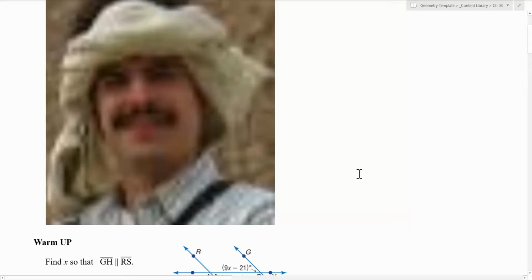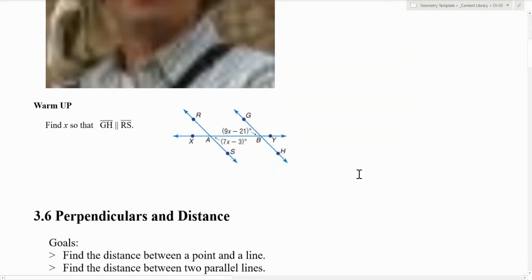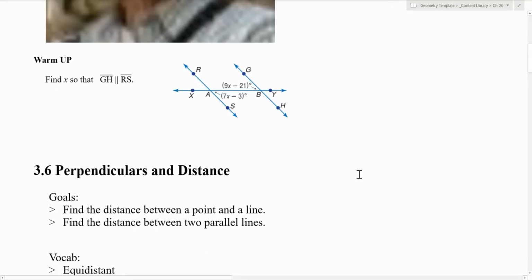All right, and we're back. We're back on this continent. Here we go. Have a little warm up here. Find x so that lines GH and RS are parallel. So there's GH, there's RS. Let's find x so that they're parallel.